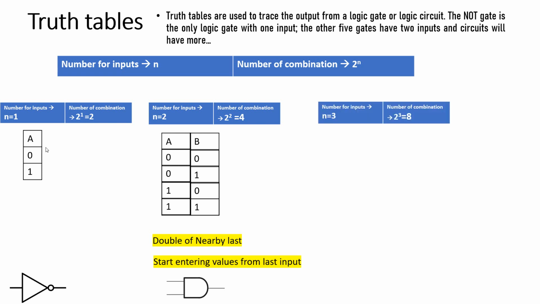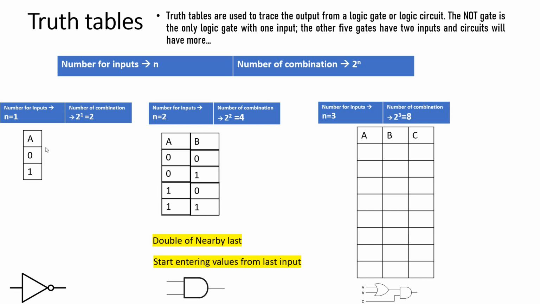Clear? Now let's say there are 3 inputs, then the combinations will be 2 raised to 3, that is 8, 2 into 2 into 2. So 2 into 2 will be 4, 4 into 2 will be 8. So here you obviously have 8 combinations. When you write the combinations, you start with 0 1 0 1 0 1 0 1. Now what you need to do is double it. So 2 zeros, 2 ones, 2 zeros, 2 ones. Then again double it: now you need to write 4 zeros, 4 ones.